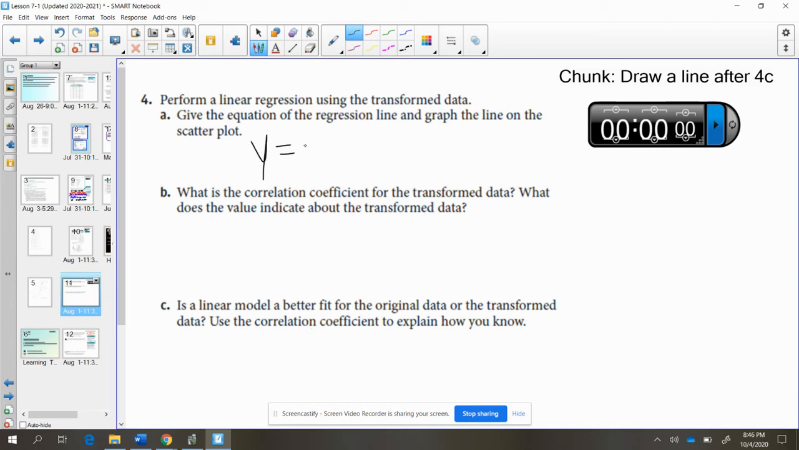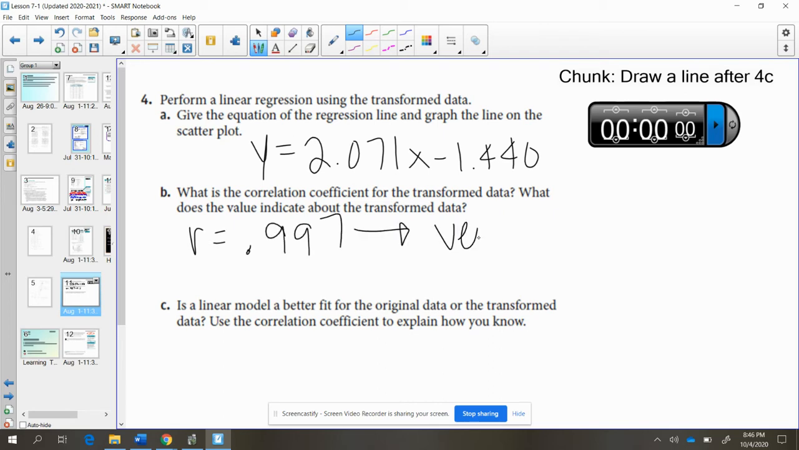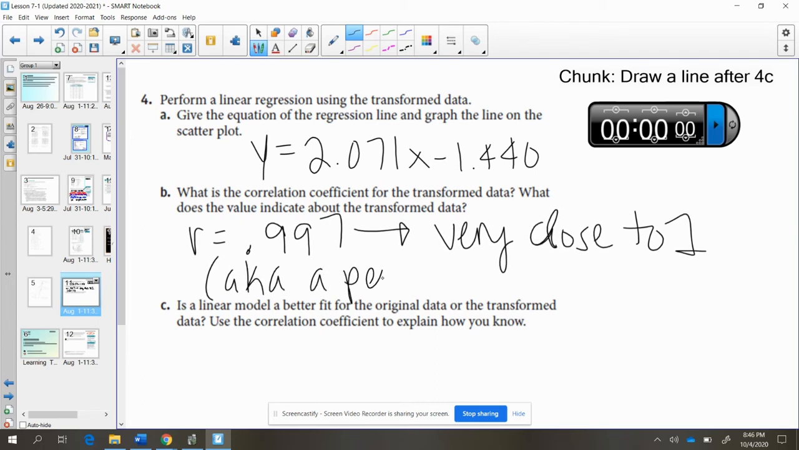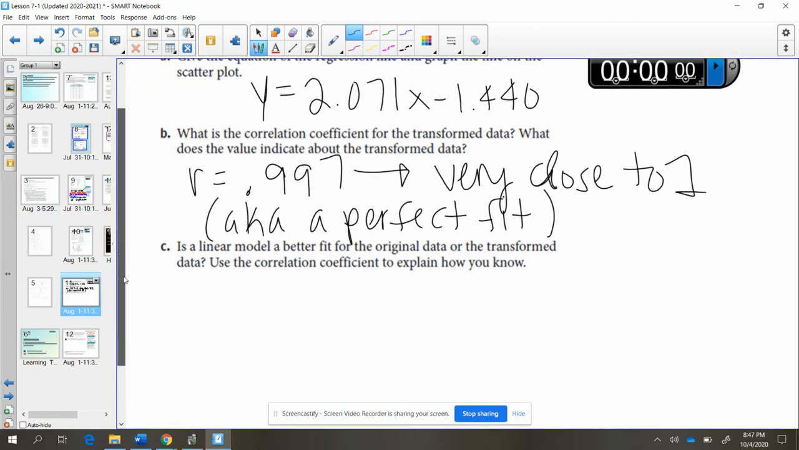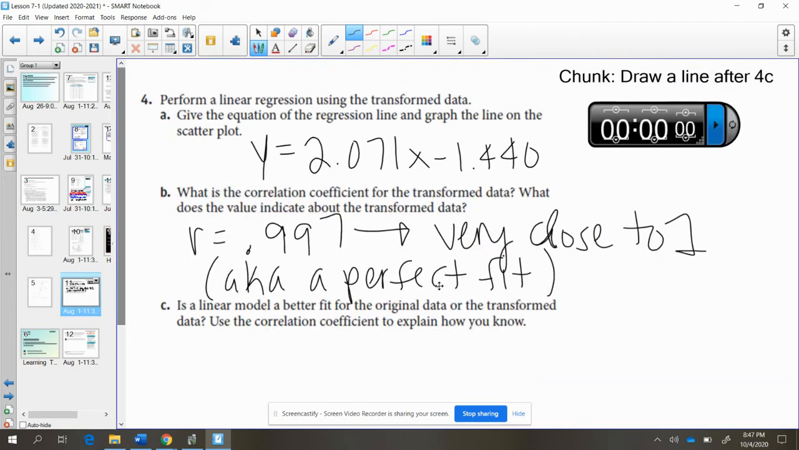So this time we should have had an equation like so. And again, the correlation coefficient is about 0.997, which is very close to 1, aka a perfect fit. So it's really close to being a really good estimator for this data, mostly because it's even closer to 1 than our last correlation coefficient was. So that's what's important. Now, why do we need this?